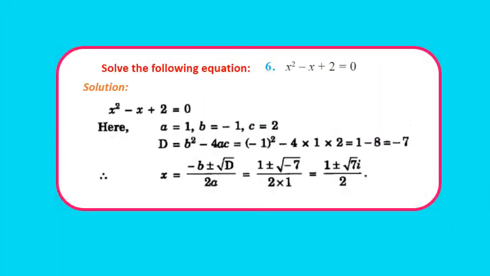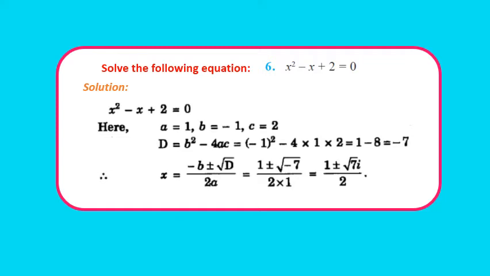So moving to question 6. Solve the following equation: x square minus x plus 2 equals to 0. So comparing this with the standard form of the quadratic equation, that is ax square plus bx plus c, we get a is equal to 1, b is equal to minus 1, and c is equal to 2. So putting these values in discriminant d, that is b square minus 4ac, we get minus 1 square minus 4 into 1 into 2, that is 1 minus 8, which is equal to minus 7.